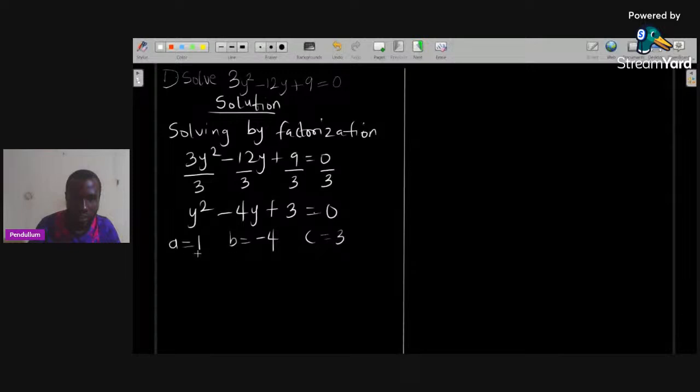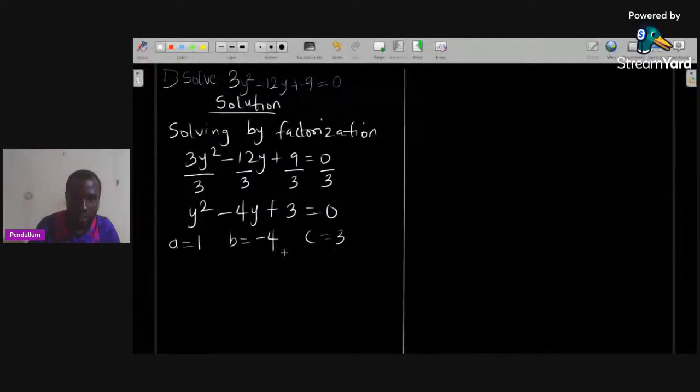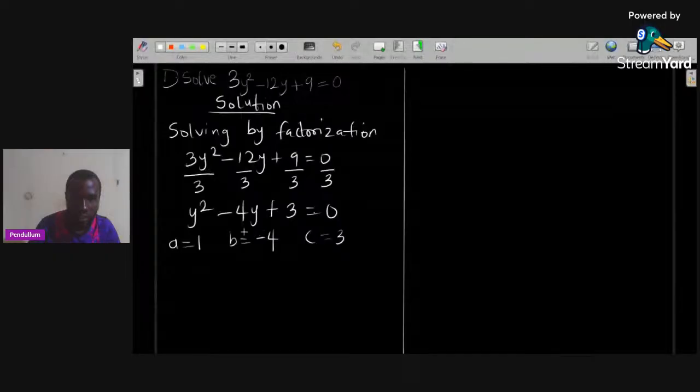So you're supposed to multiply A and C, and then for the answer you get, you find two factors of that number that when you add them will give you B. I'll say it again. You multiply A and C, and the answer you get, you find two factors of that number that when you add them will give you whatever your B value is.